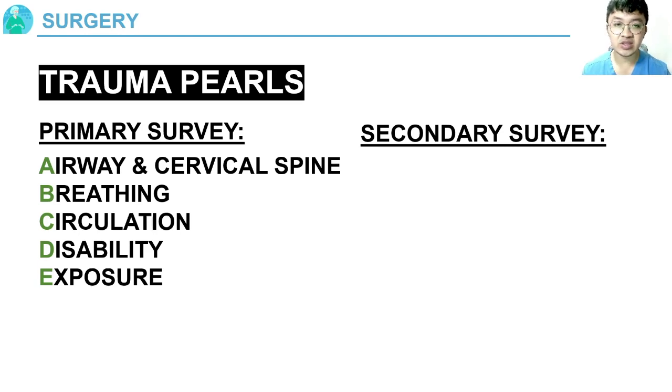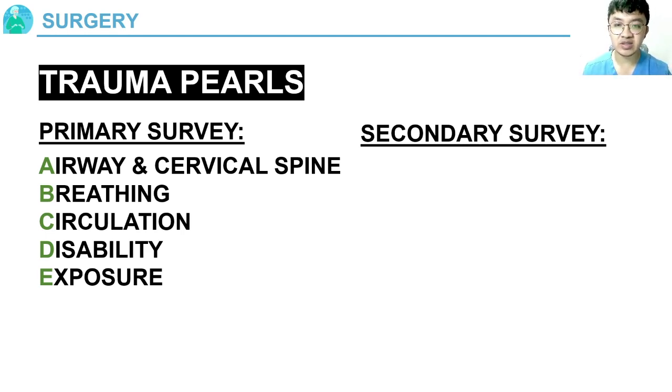Or more recently, just a little bit of trivia, they've already included an X before ABCDE. That's basically XABCDE. The X there is exsanguination. You need to prevent the patient from bleeding out first before assessing the different parts of your primary survey. So these 5 are not assessed one after the other. They're assessed actually simultaneously.